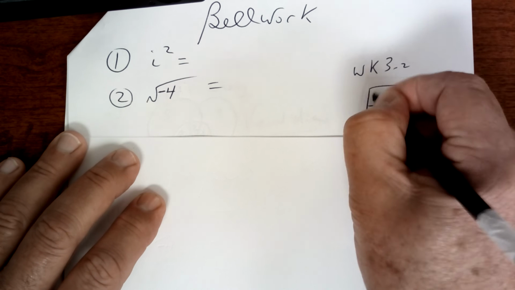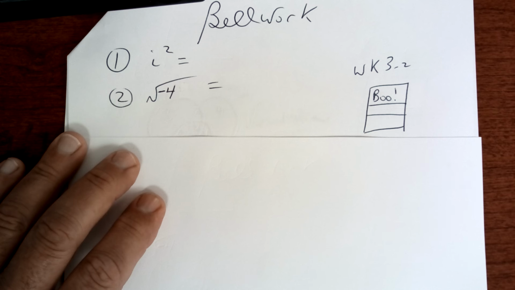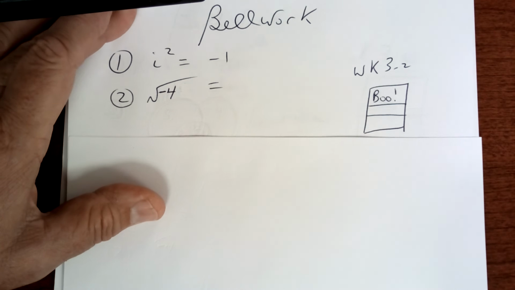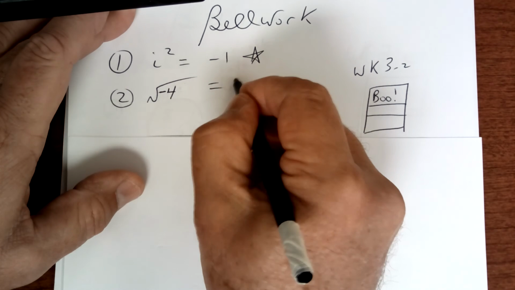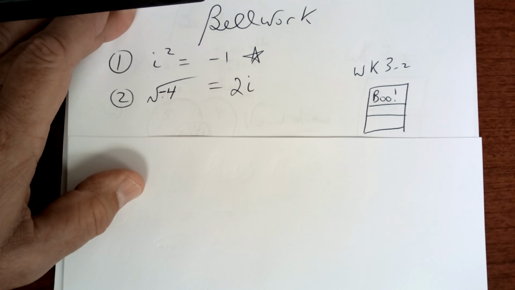You know what today is. i squared is equal to negative 1. You just need to memorize that. Put a star by that. This one right here, the square root of 4 is 2, and the square root of a negative is i. And there it is. And those are imaginary numbers.